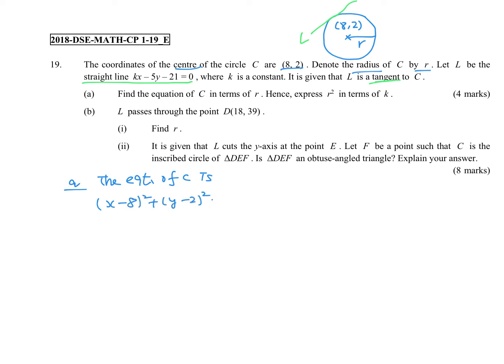Because we are already given the center, we are already given the radius, so that's why just like this. So that would be already the answer for the first part of part A, and hence express r squared in terms of k. Okay, so the equation of L would be kx minus 5y equals 20, kx minus 5y minus 21 equals 0.